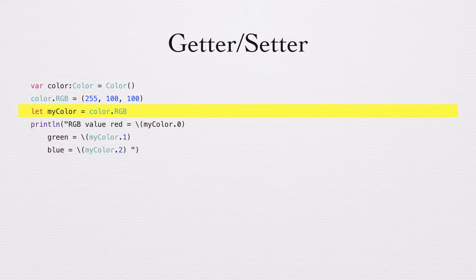Here, we use the get function to retrieve the value of RGB variable. Note that my color variable will automatically be of tuple type consisting of three integers. As you know, this is inferred from the assignment. The next statement simply prints the three elements of the received tuple.